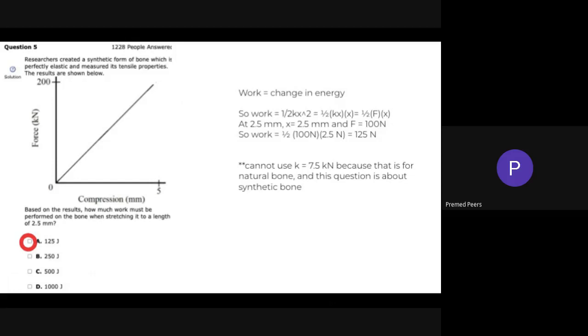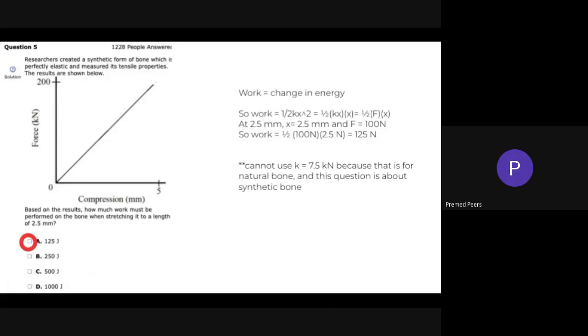But in the case of a spring, when you have elastic kinetic energy, you actually need to use the theorem work equals change in energy. So then work equals change in elastic energy, which is 1/2 kx squared. But then you don't have K because you are given the K of natural bone in the passage, so don't get caught by that because this is synthetic bone.